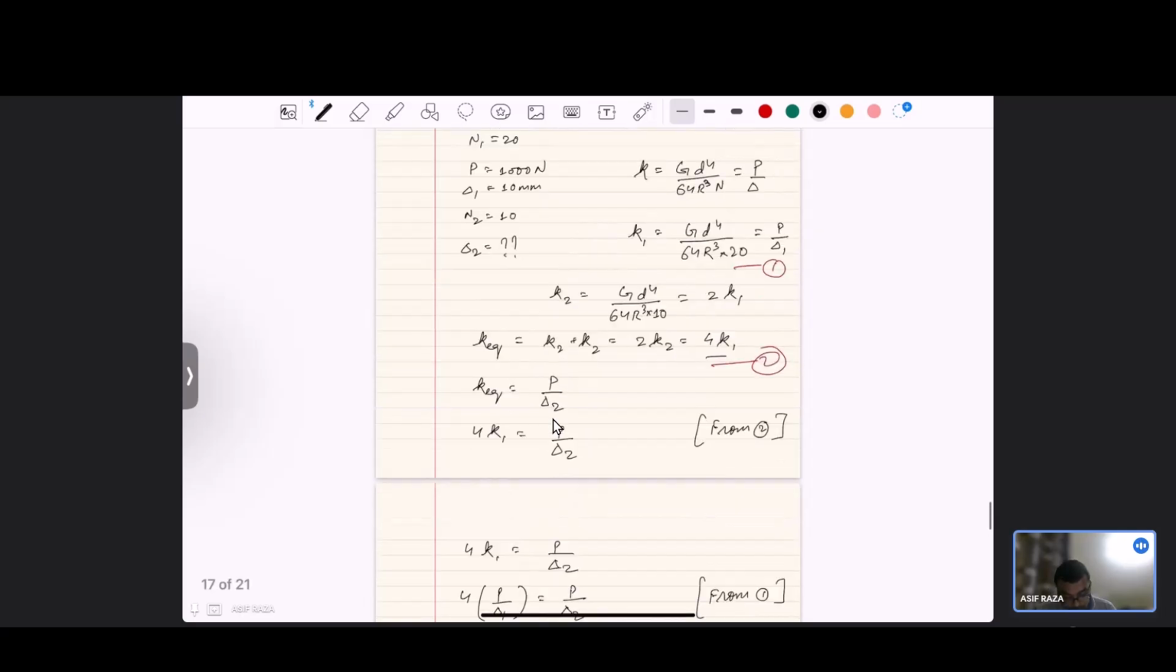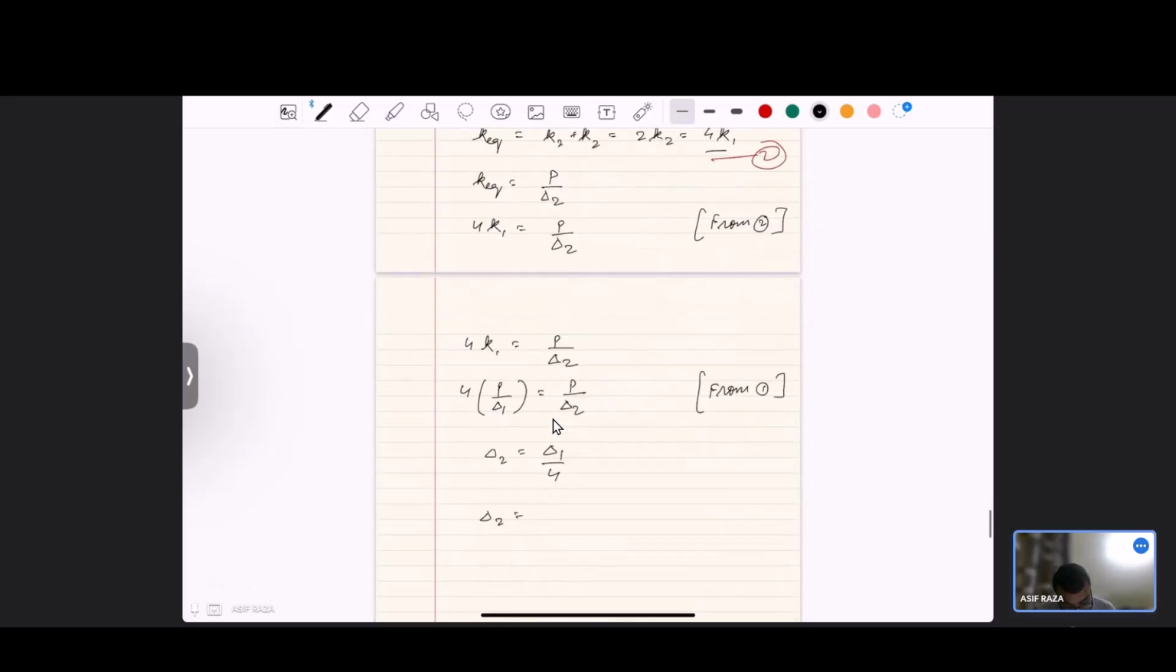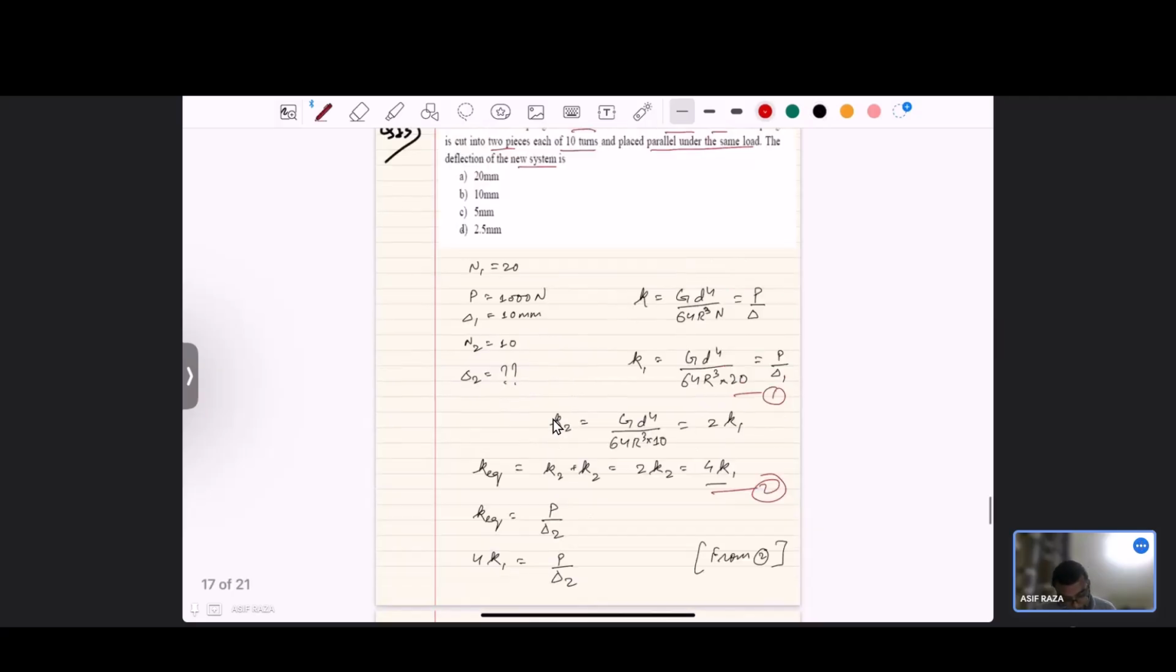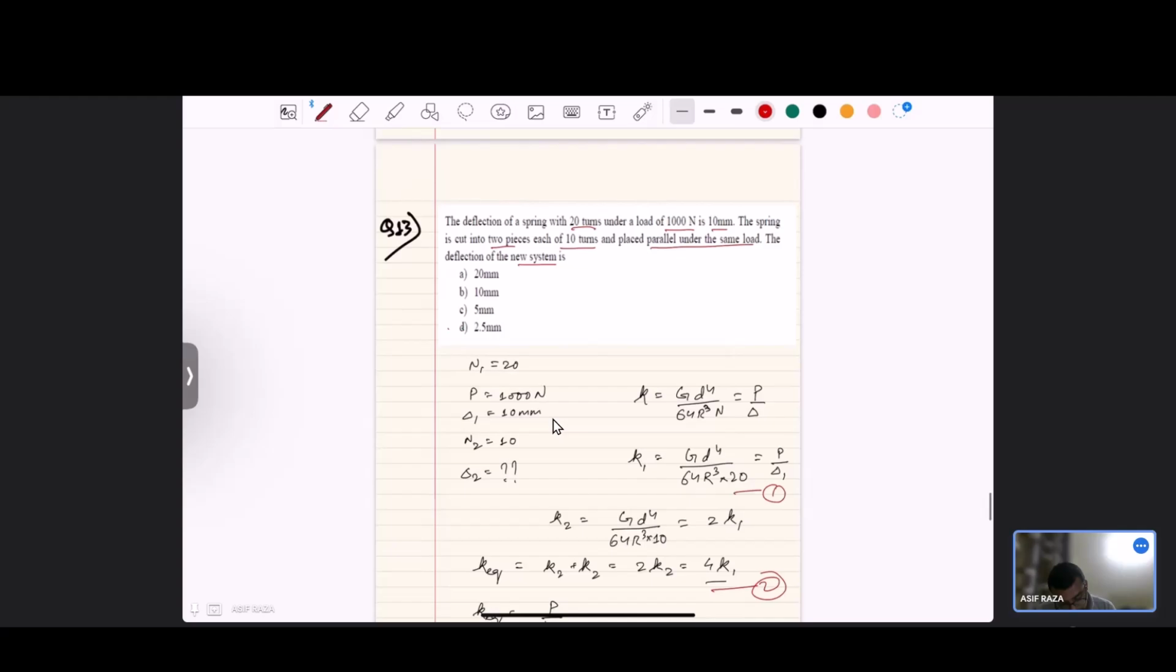Since delta 1 is 10 mm, delta 2 would be equal to 2.5 mm. Okay, so this is it.